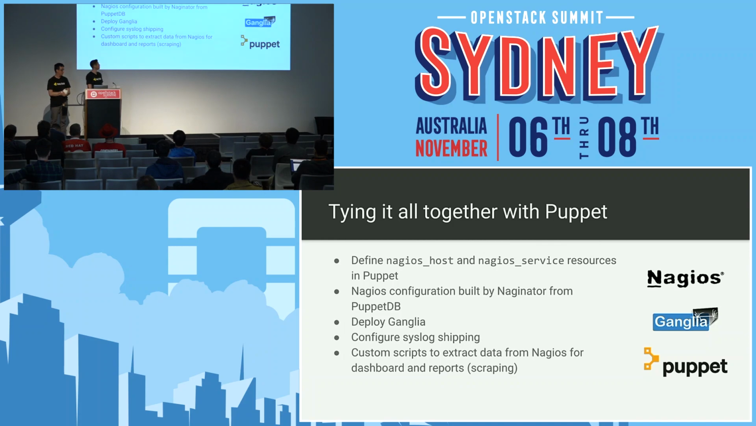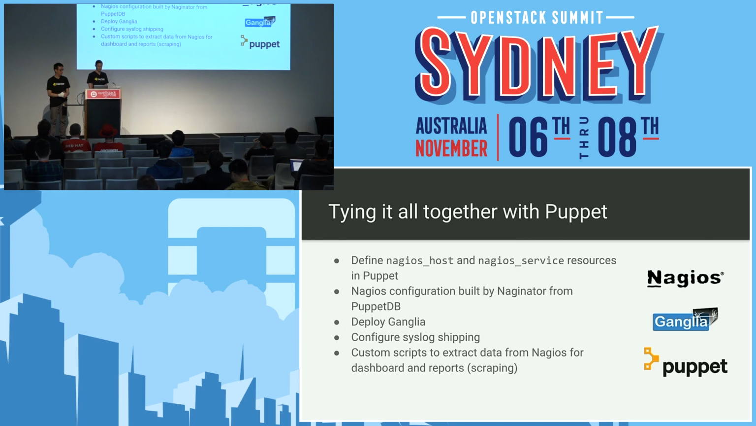As I spoke before about Puppet, we can add Nagios host and Nagios service resources to our Puppet manifests, so that it's quite simple. Once we do that, we can scale up our infrastructure and the tests just come along with it once we bring up the new host and provision it with Puppet.